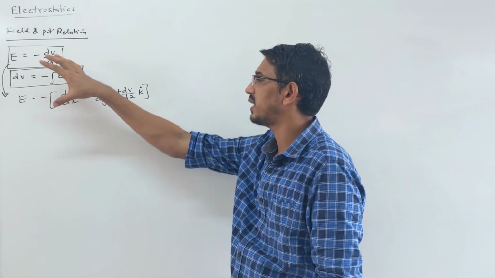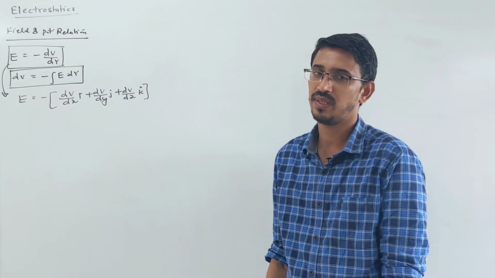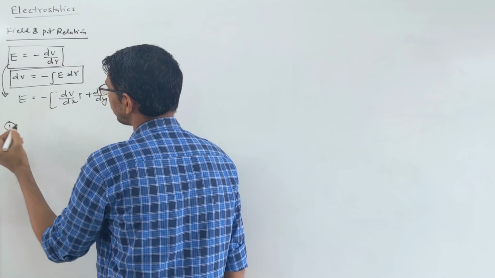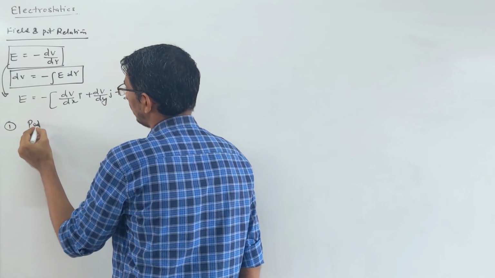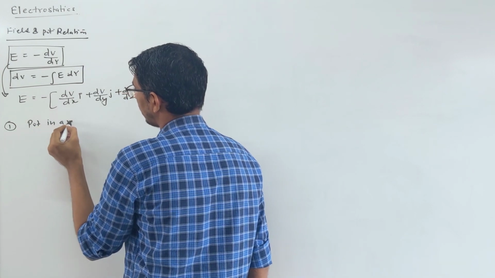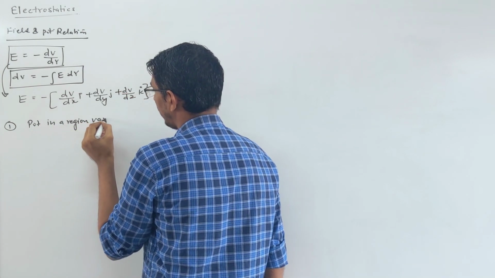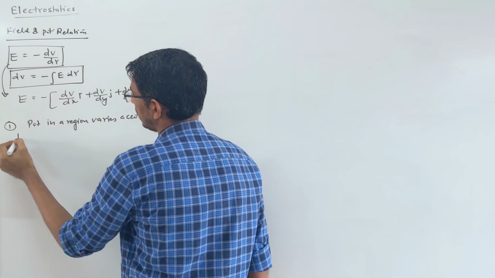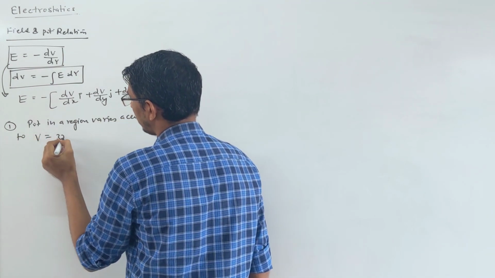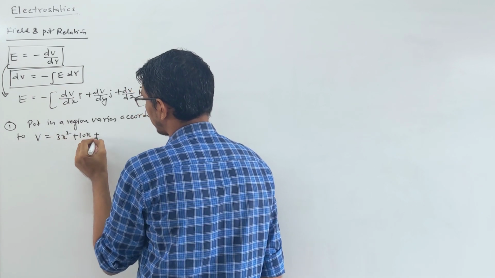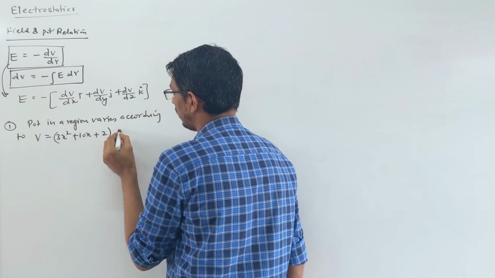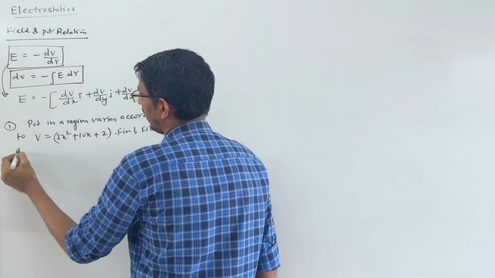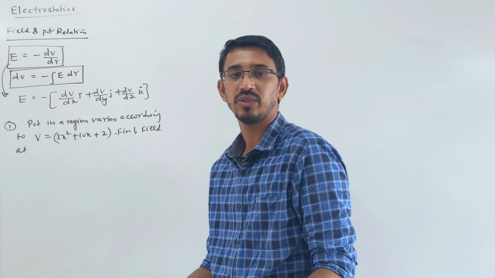This question was asked at least 4 times in our exam. It's very important, please focus here. Let's discuss some numericals. I'm writing: potential in a region varies according to some equation. Let's write V is equal to 3x square plus 10x plus 2. Find the field.